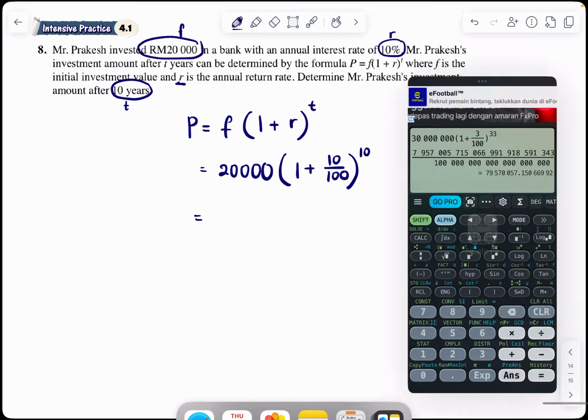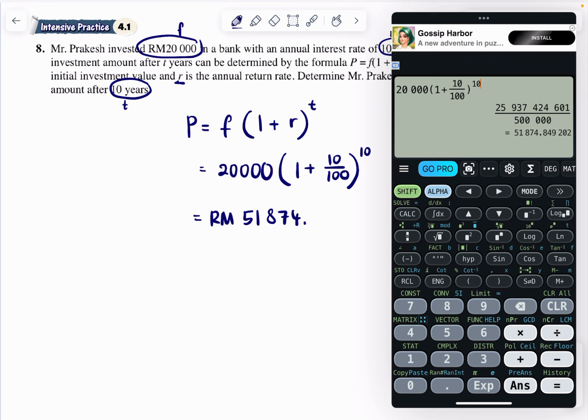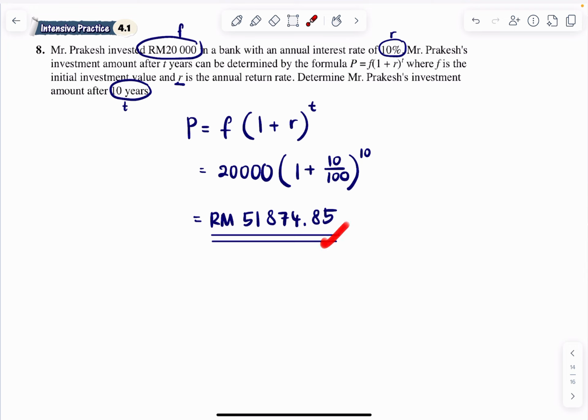So put all these in the calculator. 20,000, 1 plus 10 over 100, power 10. So we get 51,874 ringgit and 85 cents. So remember, for Add Maths, if you get price, you must write your answer in 2 decimal places.